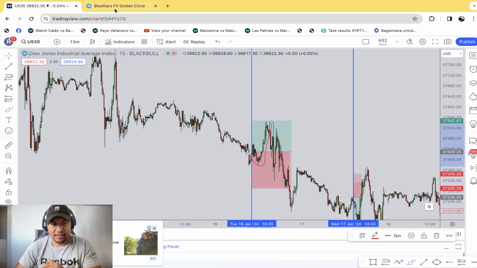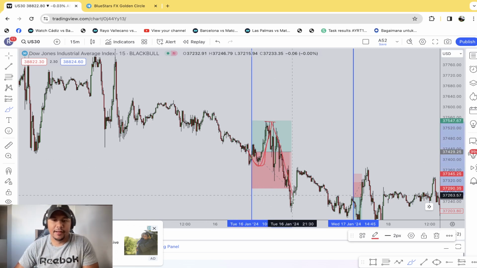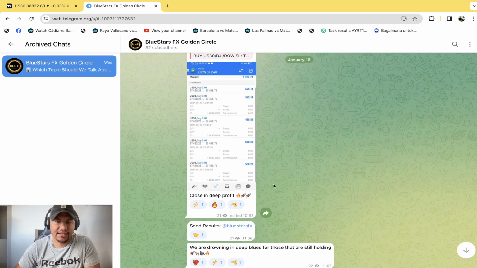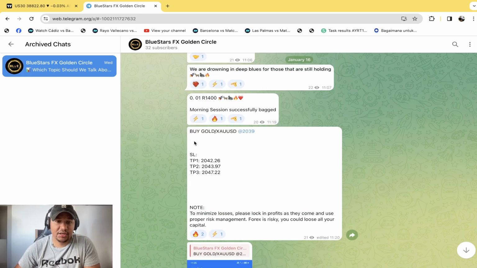Sorry, let me just, okay, sorry. So we had some drawdown over there, you can see, and then the market went into nice profit, and then we took another dump to the downside. Again, depending on whether these trades were closed or not, right?